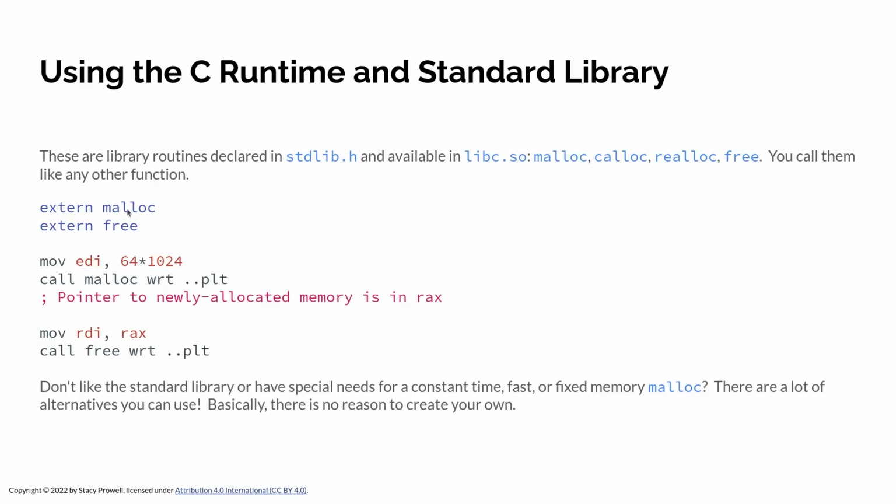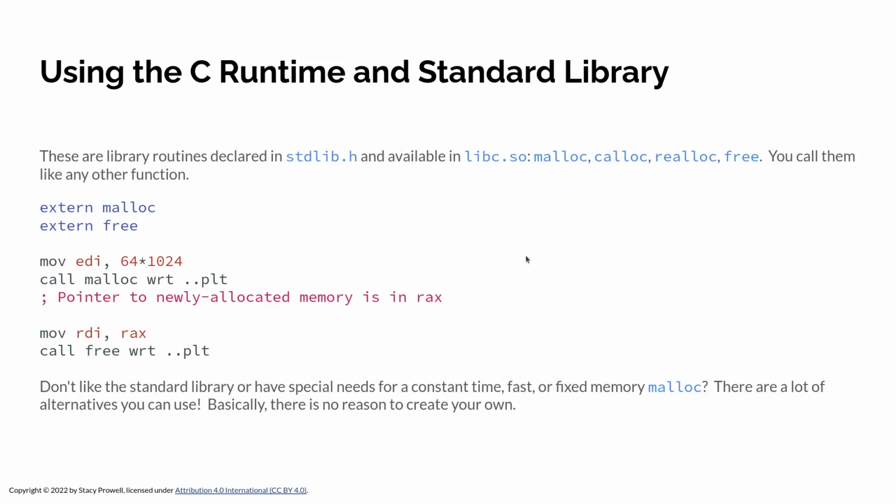So malloc takes a single argument, which is the amount of stuff I want. 64 times 1024 in this case, right? 64K. I put that in EDI, and then I call malloc with respect to the PLT. The newly allocated memory comes back to me pointed to by RAX. When I want to free it, I put that in RDI, and then I just call free with respect to the PLT. There you go.